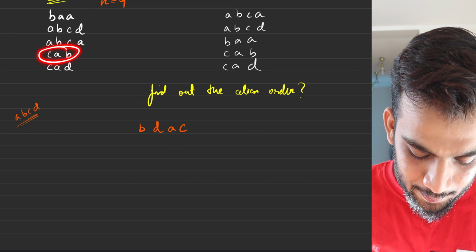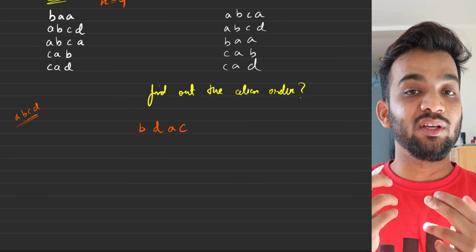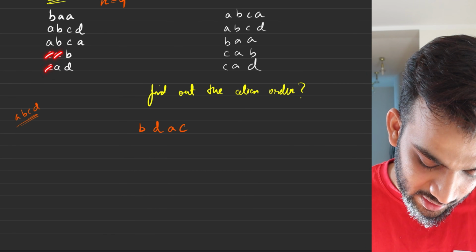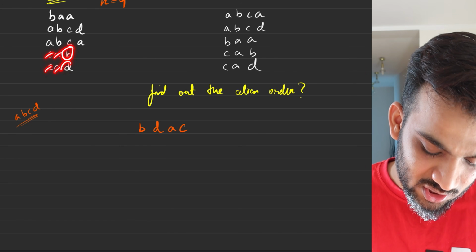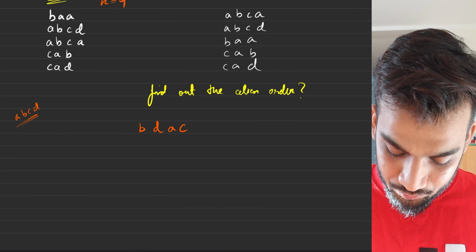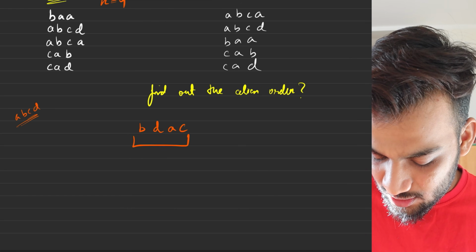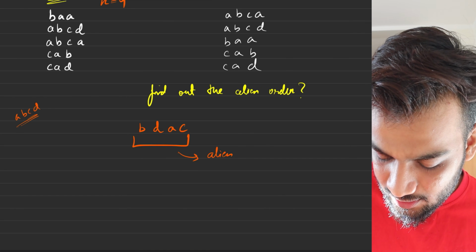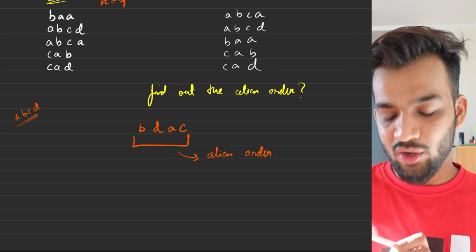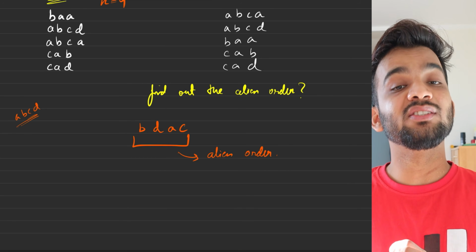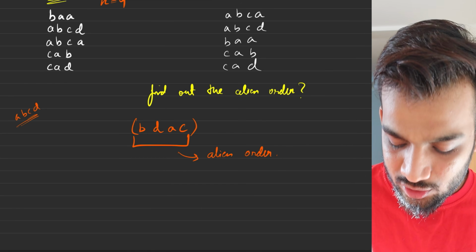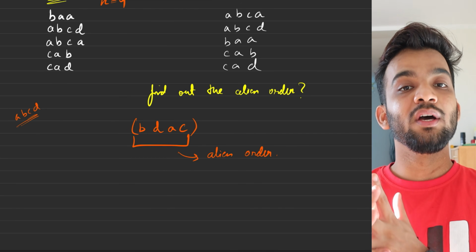Let's see CAB and CAD. C is equal, A is equal, B appears before D. So in the alien order, B must appear before D, which is the case. So can I say this is the alien order? I can definitely say that this is the alien order. And this is what you have to return.